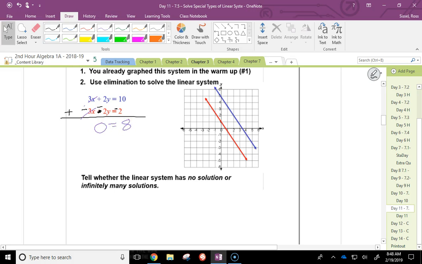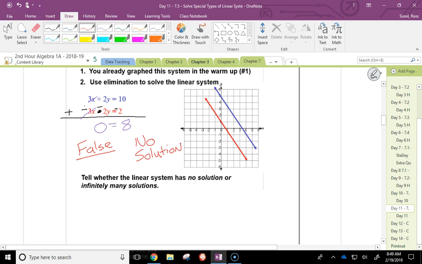All right, now look at our answer. We don't have a variable in it, and we just have a statement. 0 equals 8. Does 0 equal 8? No. Since that is false, since that does not work, you say no solution. This is what's going to happen when you use substitution or elimination. You will somehow eliminate your variables, and you'll get a statement.